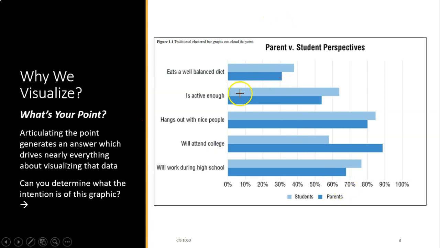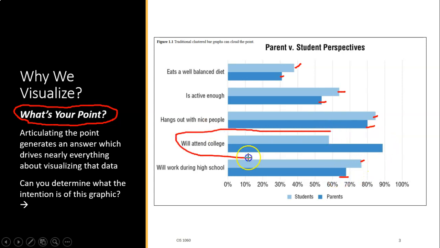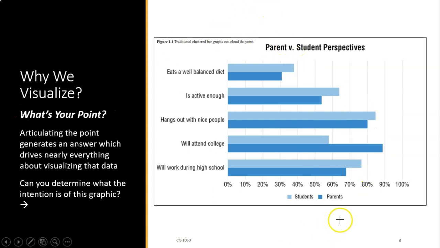So the question about what's your point applies to this graphic. What do we really want to say? When you look at this data visualization, what we can see is that for the most part, students have a more favorable view than their parents about almost every topic, with one exception, and that's whether or not they will attend college. But can you tell that without going through each of the questions and looking at them with scrutiny? It's very difficult to pull that out.